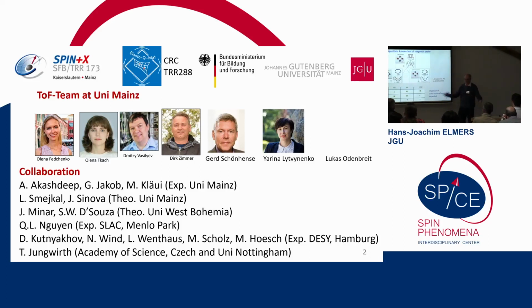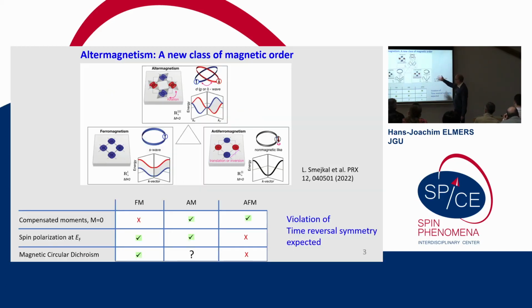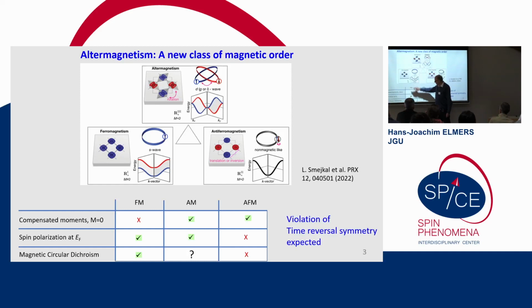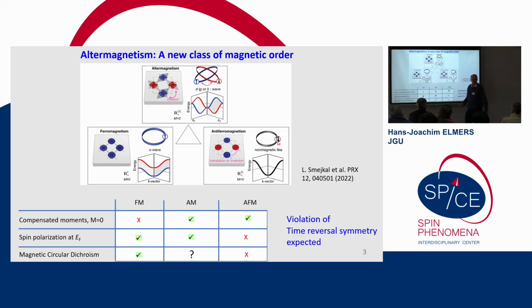So this you probably saw already many times. This is the idea of altermagnetism. It combines properties of ferromagnets and antiferromagnets. In ferromagnetic materials, you don't have compensated moments. You have a finite magnetization. For antiferromagnets, it is opposite. You have compensated magnetic moments, and altermagnets also have compensated magnetic moments, so no external magnetization is measurable.